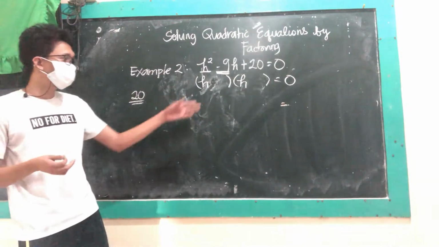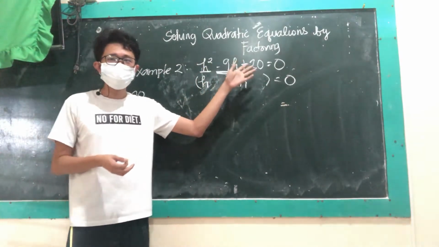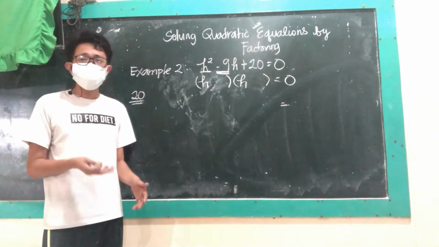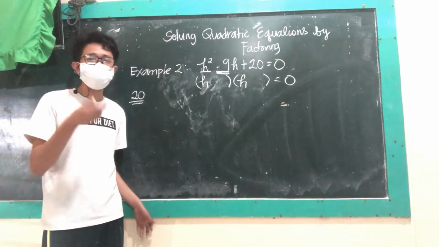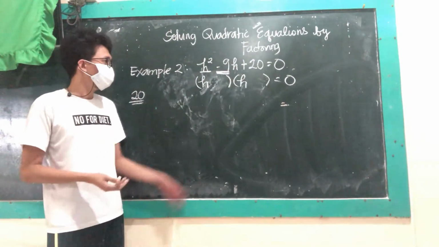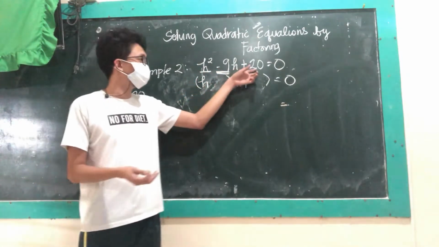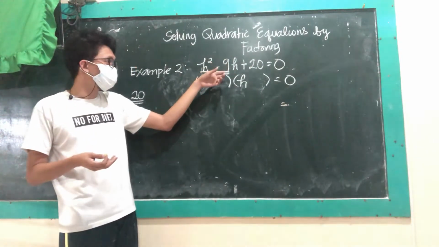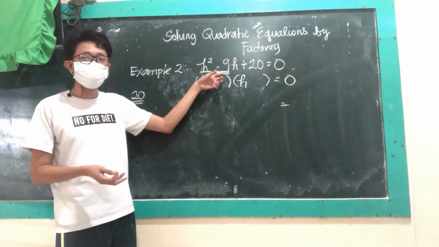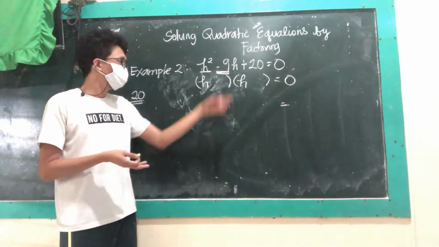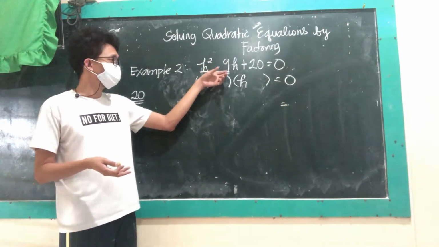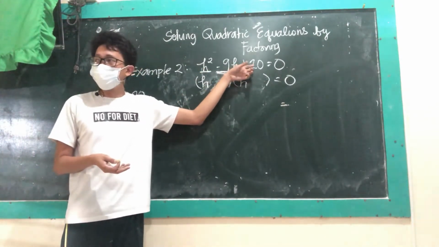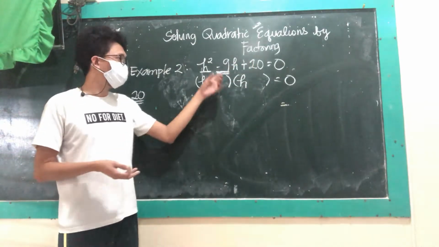Take note that our third term is positive and our second term is negative. Therefore, the two factors must have a negative sign, since our second term is negative and our third term is positive. If our third term is positive and the second term has a sign of positive, then the factors are all positive. But in this case, our second term is negative. Therefore, the factors of 20 must be negative.